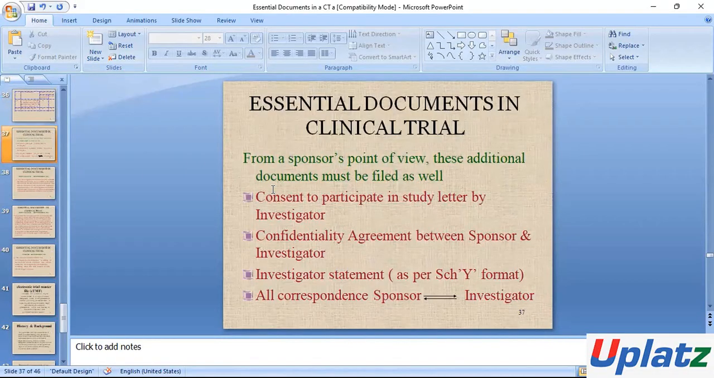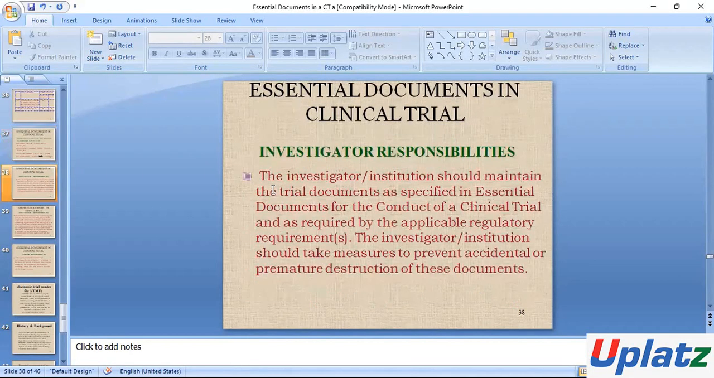So as per sponsor point of view, these are the documents which are important. Consent to participate in the study, letter by investigator, confidentiality agreement between sponsor and investigator, investigator statement such as Schedule Y format. Okay, all correspondence between sponsor and investigator has to be part of essential document.